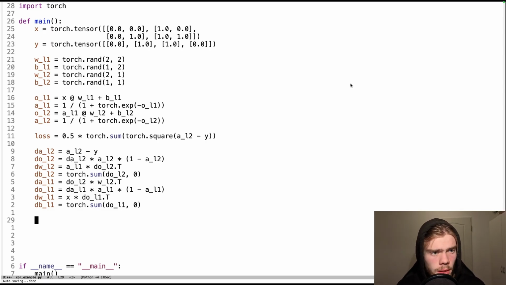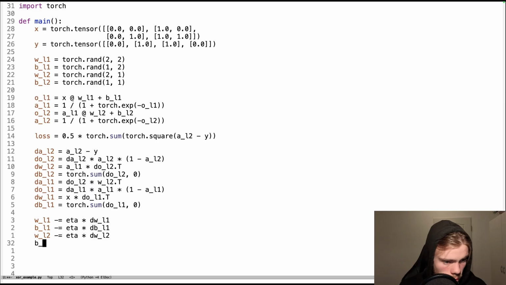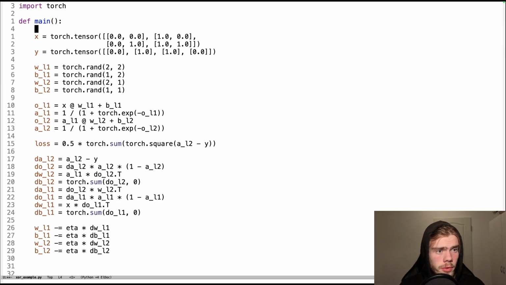So that is W L1 is now minus equals eta times the dW L1, then the bias of layer 1 minus equals eta times the dB L1, the weights of layer 2 minus equals eta times the dW L2, and the bias of layer 2 minus equals eta times the dB L2. And of course, in the beginning, we have to also define eta.